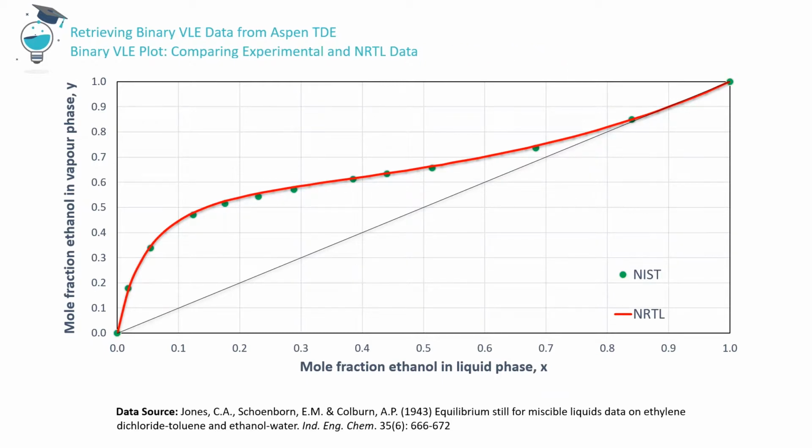In this slide, the experimental data retrieved from NIST TDE and the NRTL predicted data are presented together. You can see how well they agree, suggesting from simple visual observation only that the NRTL model is appropriate for use for this system at the specified pressure. In this tutorial, we'll now see how to retrieve the experimental data from the NIST TDE. In a subsequent tutorial, we'll consider the use of different thermodynamic models within Aspen to generate VLE data.